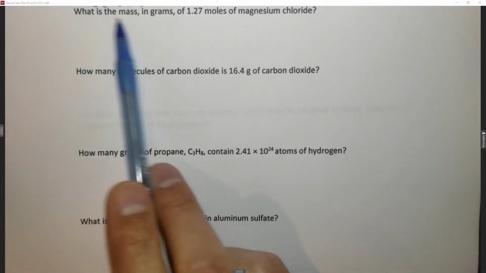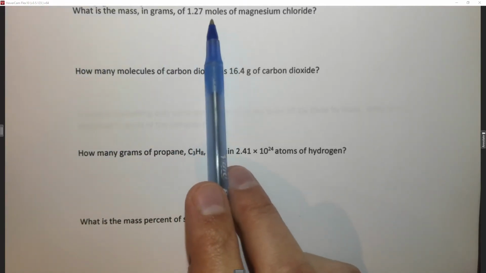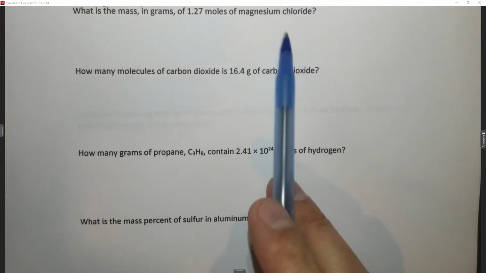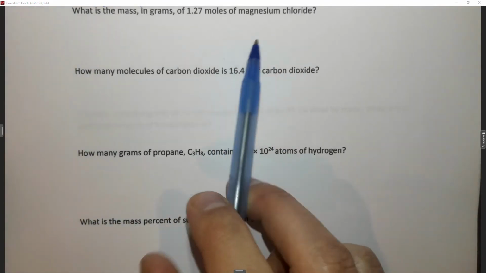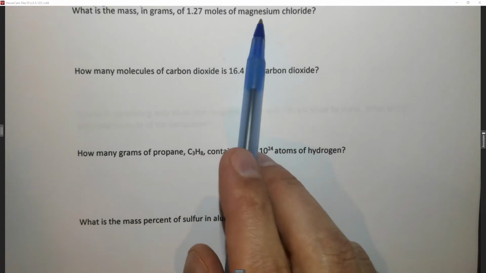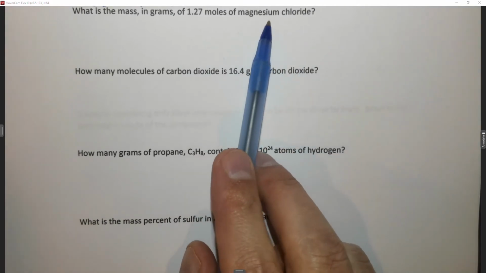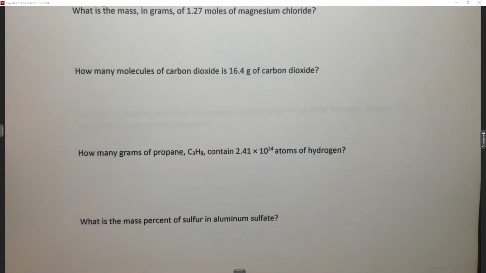The question says, what is the mass in grams of 1.27 moles of magnesium chloride? Well, in order to do this, we need an equality between grams and moles for magnesium chloride. Said another way, we need its molar mass. Well, in order to find the molar mass of magnesium chloride, we first need to find the formula of magnesium chloride.